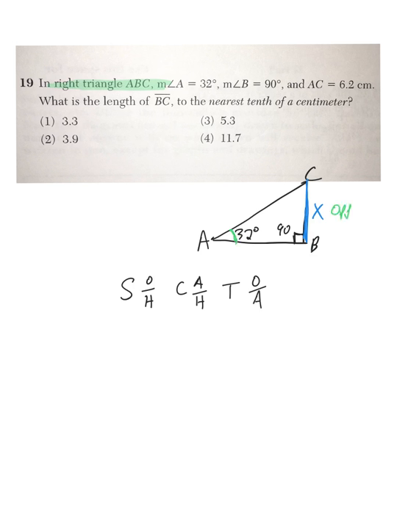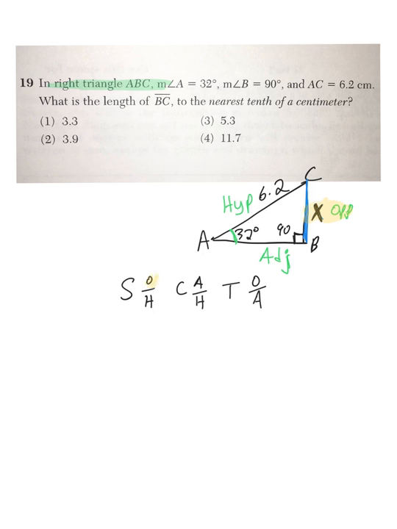Opposite A is that side CB with X in it. The hypotenuse is right here, which I forgot to label before. I think that was 6.2 centimeters. And the adjacent side is right here. Now at this point, we're really only concerned with what ratio we're going to use. So let's look at what we're actually trying to find. We're trying to find X, which is the opposite side of the triangle.